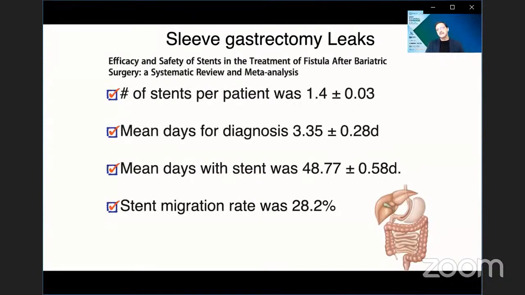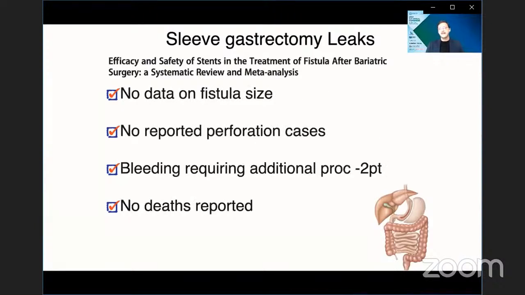The other thing is, you can see here the mean of stents per patient is 1.4. It means that you have to pay attention after you put the stent. So you have to follow your patient. Every other week, you have to check your patients with X-ray to see if the stents have dislodged or not, because the Achilles tendon of the stents is migration, as you can see here, 28% of those. And this study was done basically with esophageal stents, not the specific stents that we have right now.